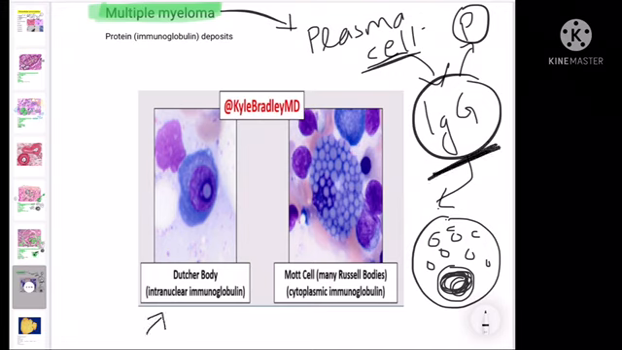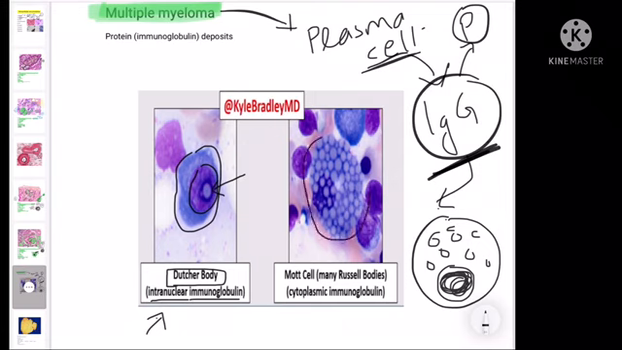If you see this plasma cell, this one is the plasma cell and this one is the nucleus, and inside the nucleus there is an accumulation of protein. That is called the Dutcher bodies. Dutcher bodies are immunoglobulin or protein accumulation inside the nucleus. So these are the intranuclear immunoglobulin depositions. That is called the Dutcher bodies.